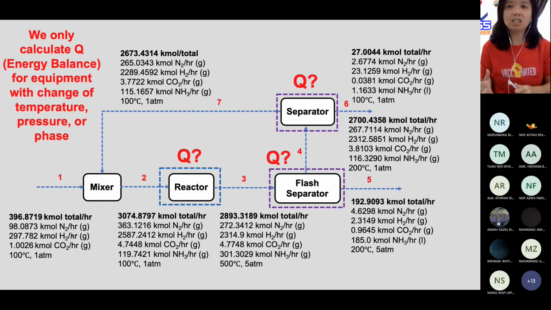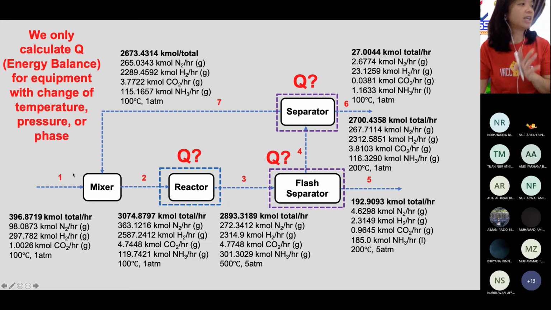This includes reactor. Kalau reactor tu pun tak ada perubahan suhu pun, tapi dia ada tindak balas, you already have to do the energy balance. So for example, okay, I take one example. Okay, case yang pertama ni mixer. Okay, kalau kamu tengok mixer ni, inlet stream dia 1 and 7, outlet stream dia 2.